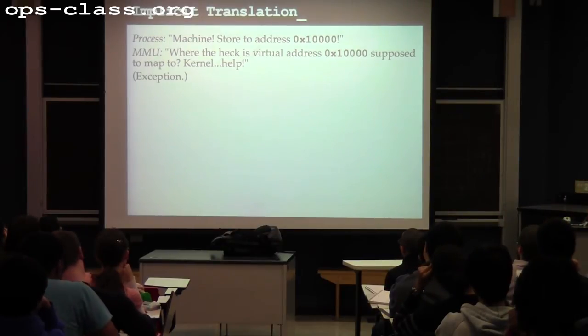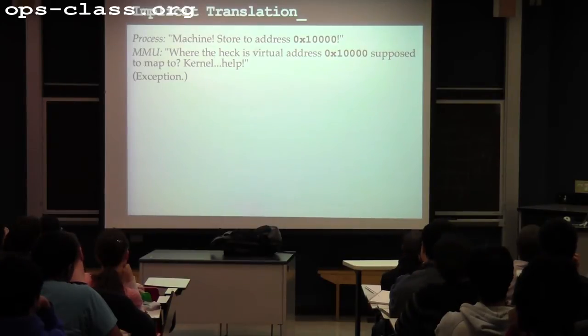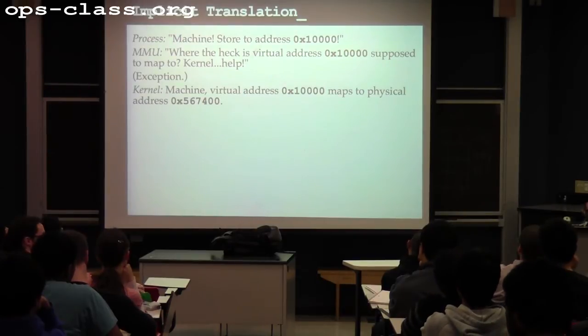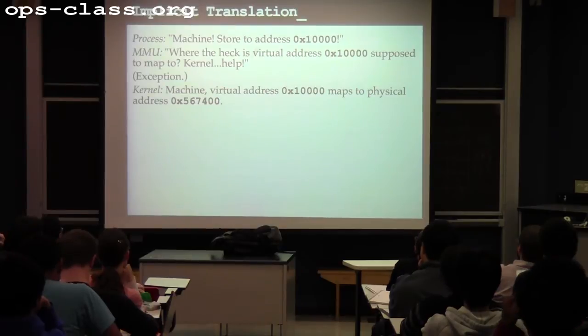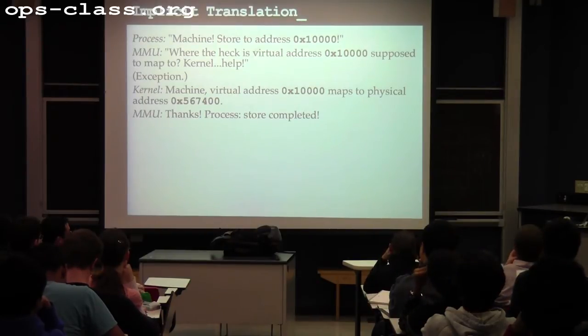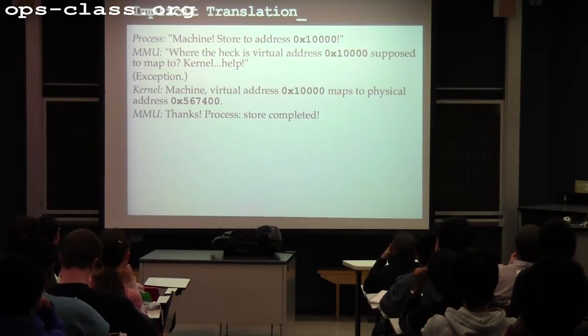So essentially, the MMU will say, I don't know what to do. The kernel has to tell me. It'll generate an exception. Now we're running in the kernel. The kernel will tell the hardware MMU, this is the translation for this particular address. And then I would return from the exception handler, and now the MMU knows what to do. So now the MMU understands how to process this particular virtual address and how to convert it, in this case, into a physical address.